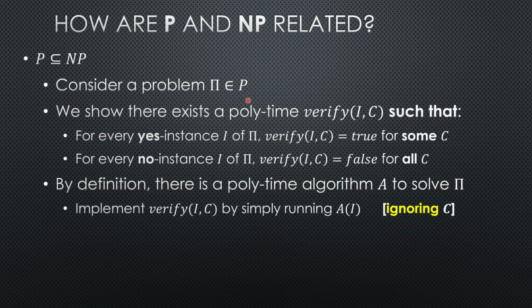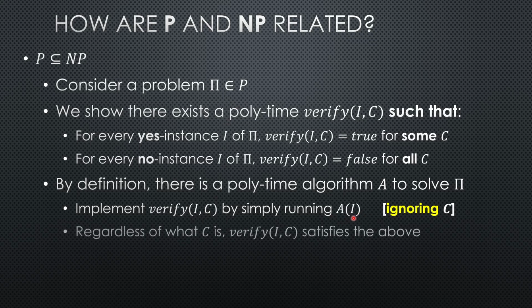How are we going to implement verify(I, C)? Well, we're going to completely disregard the certificate. It offers us nothing because we can already solve this problem in polytime on every input. So you just take the input and run A on that input. Completely throw away the certificate, ignore it, and we know A of I solves the problem. So regardless of what C is, verify(I, C) is going to solve the problem because we just return the solution that we get from A of I, and A of I solves the problem. Okay, so P is a subset of NP because every problem in P, we just proved, is in NP.